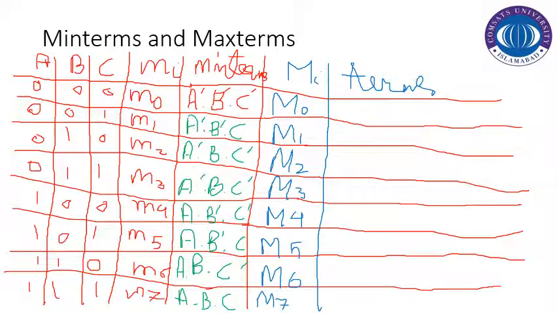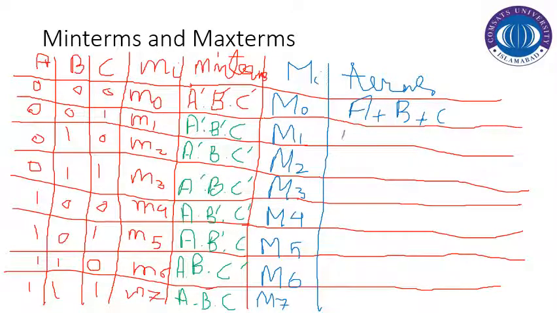So the first max term, since A0, B0, C0 is equal to A plus B or C. Since I have clearly said that max terms contribute 0 to the output and min terms contribute 1 to the output, so in order to produce 0 here, if A is equal to 0, B equals to 0, C equals to 0, automatically the OR operation between 0, 0, 0 is 0.